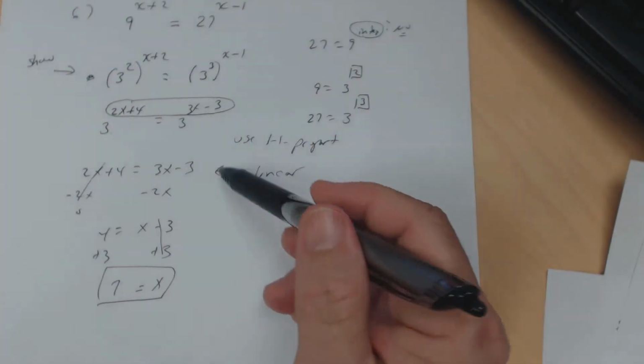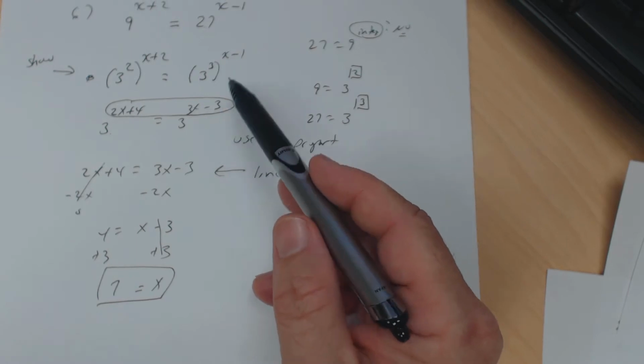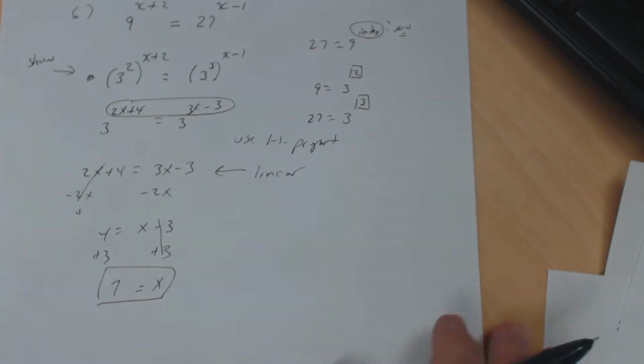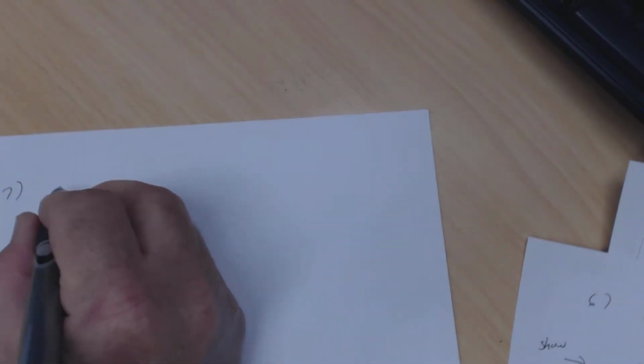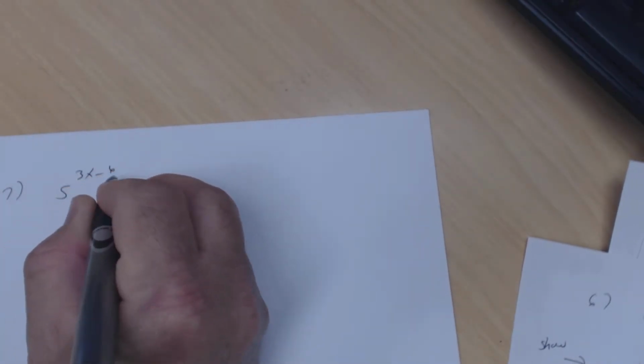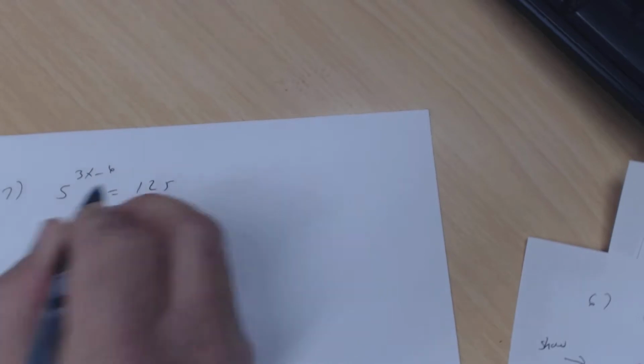So it's a little bit more challenging, quite a bit of work as you go along. So let's look at number 7. Suppose we had 5 to the 3x minus 6 is equal to 125.